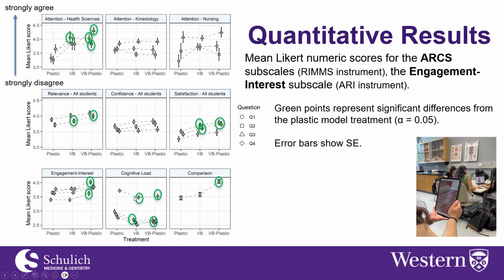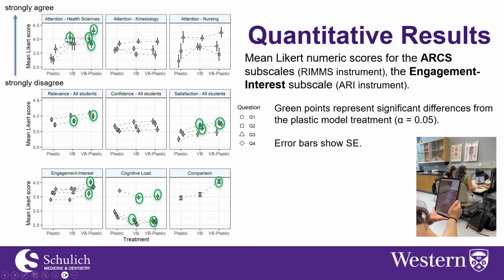Cognitive load, for example, is lower, they're saying, with the use of Visible Body. Engagement and interest were higher in the combination group as compared to the plastic models. Relevance, so this is relevance to the content. They found that Visible Body enabled them to have a more relevant experience in what they were learning. Satisfaction, which I personally think is fantastic, using Visible Body. They really engaged in this lab, which was amazing.